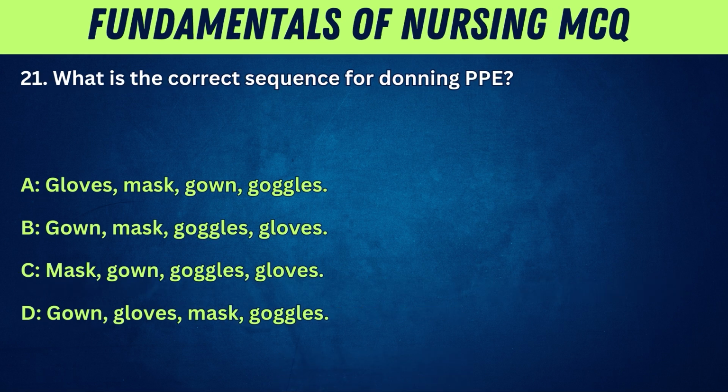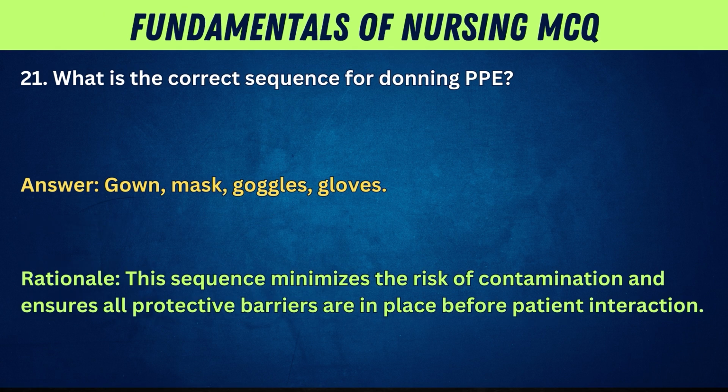21. What is the correct sequence for donning PPE? A. Gloves, mask, gown, goggles. B. Gown, mask, goggles, gloves. C. Mask, gown, goggles, gloves. D. Gown, gloves, mask, goggles. Answer: gown, mask, goggles, gloves. Rationale: this sequence minimizes the risk of contamination and ensures all protective barriers are in place before patient interaction.